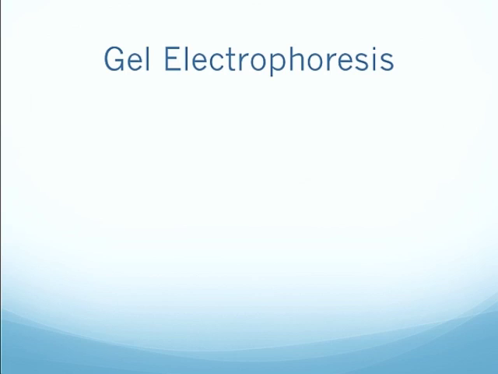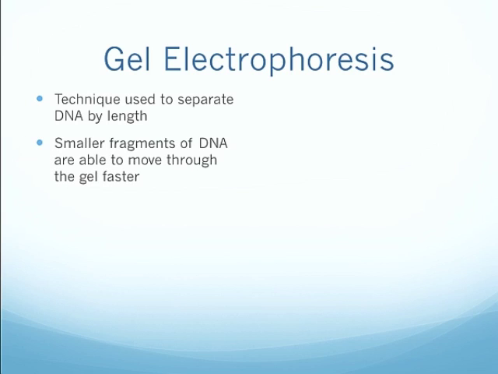Before I can explain RFLP to you, I have to explain gel electrophoresis. This is a technique used to separate DNA by length. It can apply to other biological molecules like RNA or protein, but I'm going to only explain it for DNA. Essentially, smaller fragments of DNA are able to move through the gel faster.